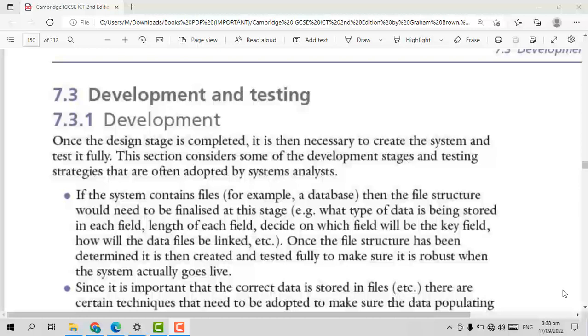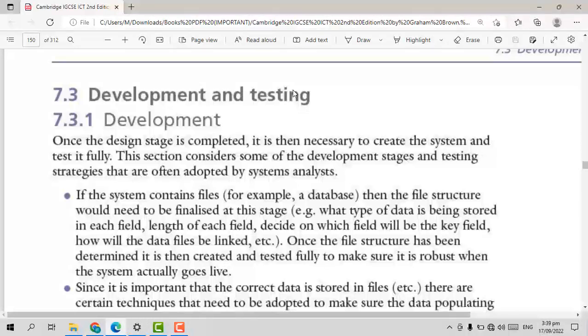This is Mr. Mudaffir and this is another lesson in ICT system lifecycle, and in today's video we're going to actually study for the first time development and testing, which is the third stage in the system lifecycle. So let's get to it.